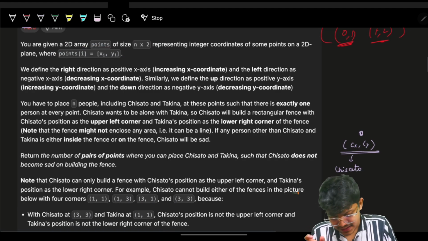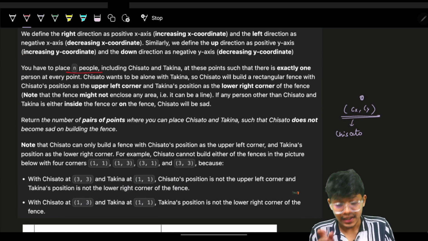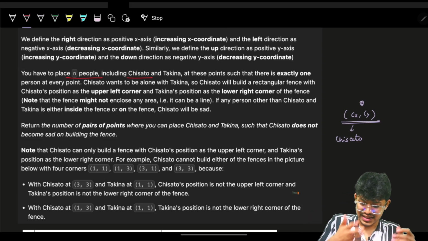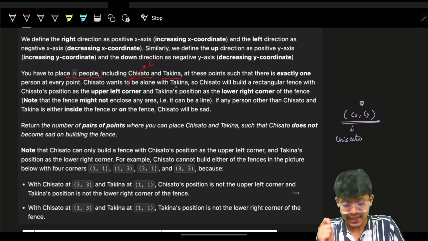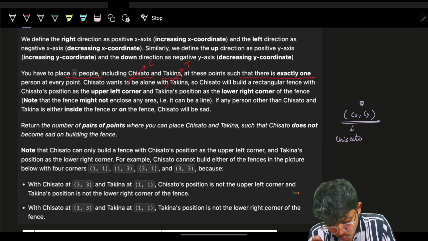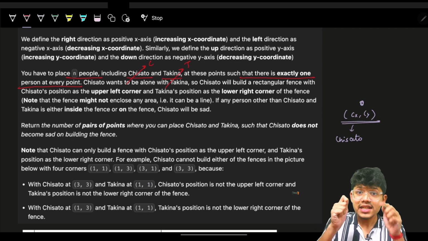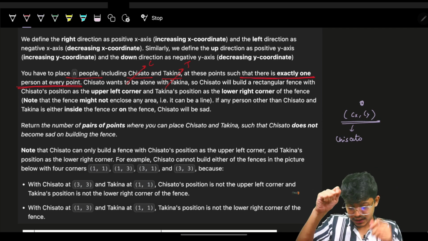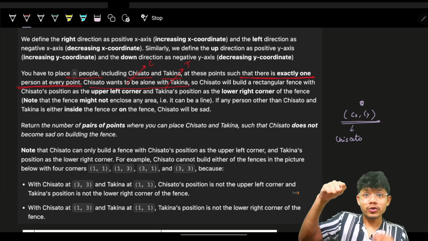Now we define something, no worries on that part. We have to place n people, including these two persons, Kisato, Shisato or Takina. Let's name them C and T. We have to place a person C and a person T at these points such that there is exactly one person at every point. Again, these persons I have to place such that there is exactly one person at every point. And C wants to be alone with T.